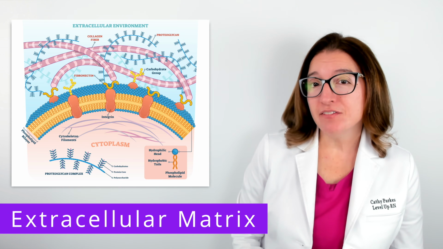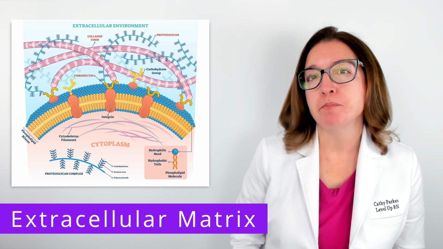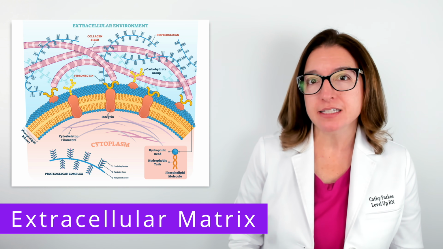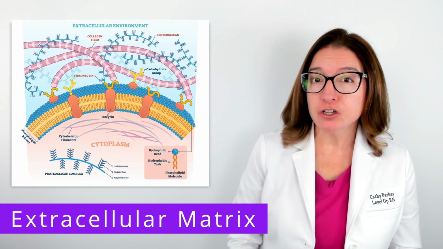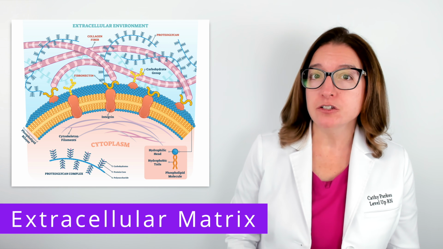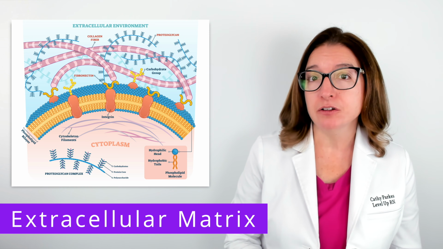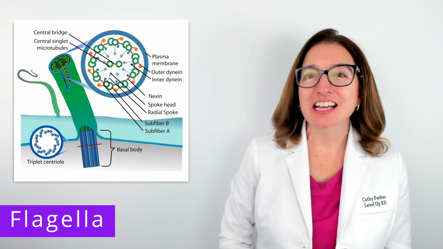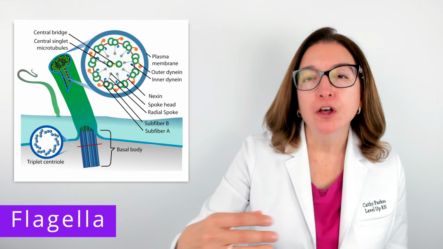Cells that don't have a cell wall, such as animal cells, produce an extracellular matrix. This is a network of proteins and carbohydrates that helps to protect the cell. The extracellular matrix also allows the cell to attach to other cells, and it transmits signals from outside the cell to the inside. Next, let's talk about flagella, which are structures that help the cell to move.